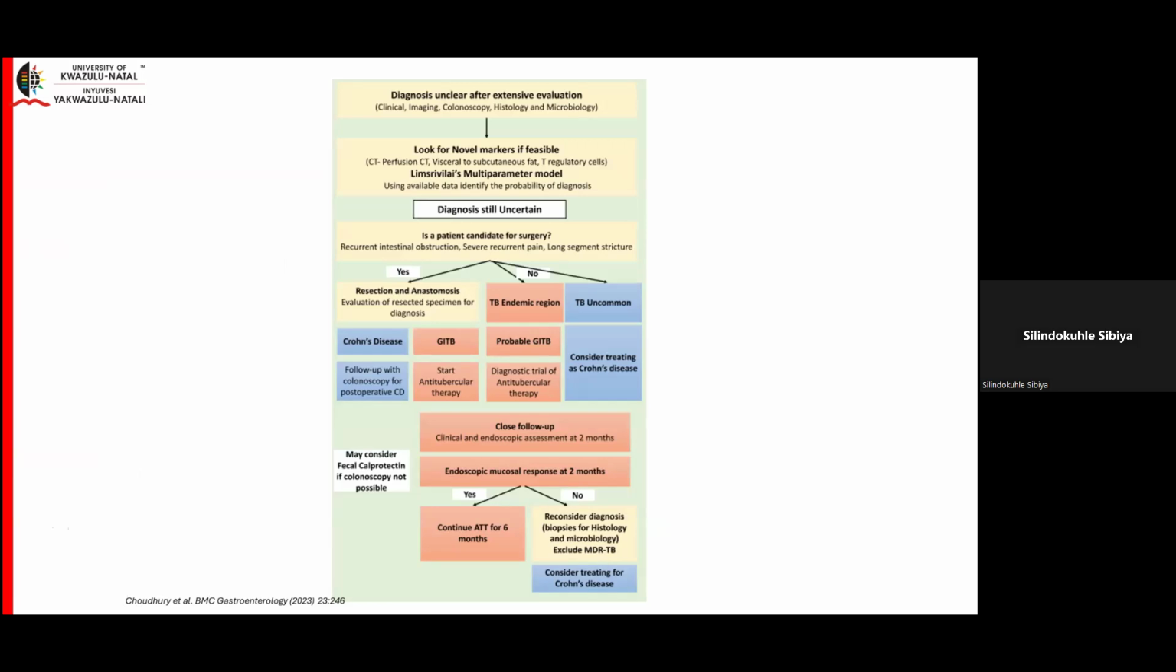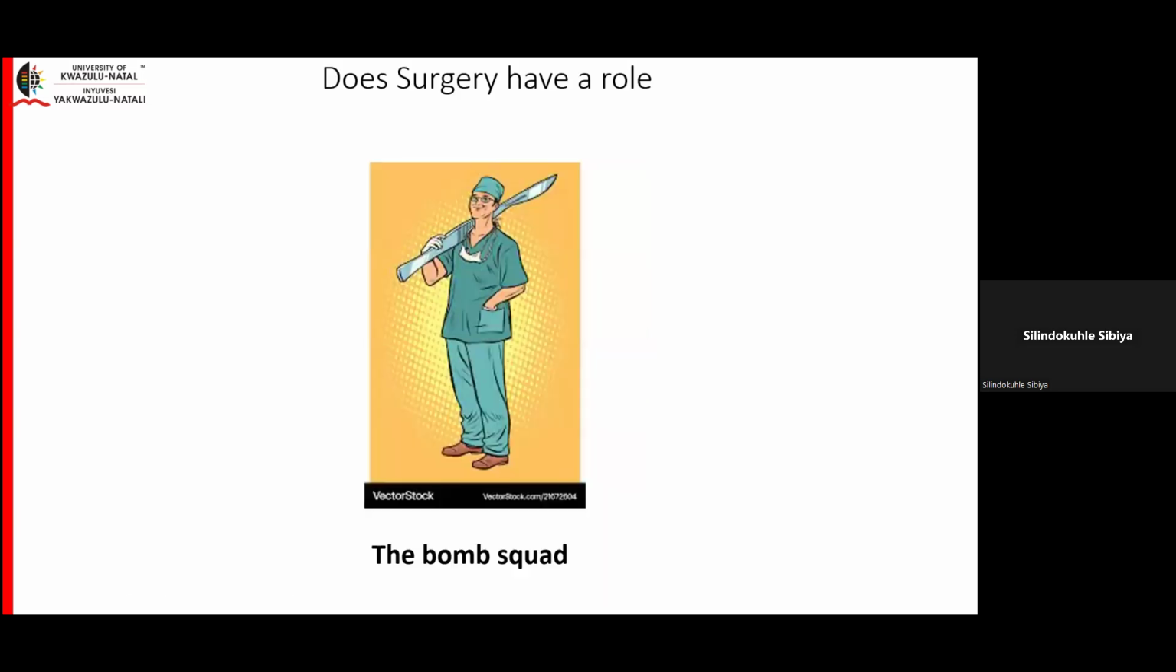If the diagnosis is still unclear and if the patient is a candidate for surgery because of recurrent intestinal strictures, or severe recurrent pain, or long segment strictures, then the patient will undergo surgical resection. If not, and the patient lives in a TB endemic area, then it's probably TB, and the patient will be started on TB treatment and closely followed up for 2 months. If they respond to treatment, then they'll continue with treatment. If they don't, then you reconsider the diagnosis and you can repeat the biopsy. If the patient does not live in a TB endemic area, then the patient is treated as Crohn's disease.